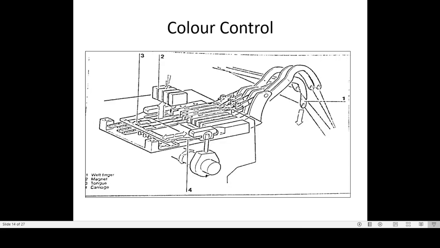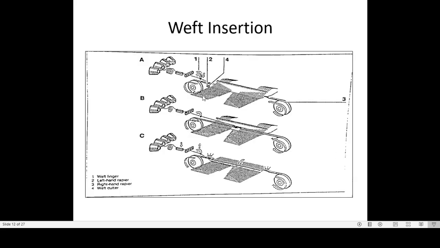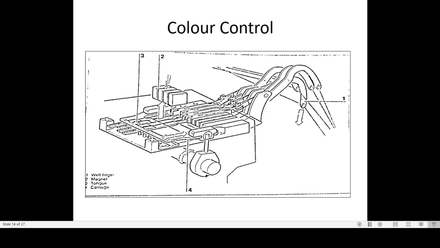Next is color control, or weft patterning device, also called weft selectors. In the figure we can see four weft selectors. See here, one, two, three, four, and four wefts are drawn through these selectors. Whichever selector comes down, that weft gets selected. So red color weft, blue color weft, green, white.